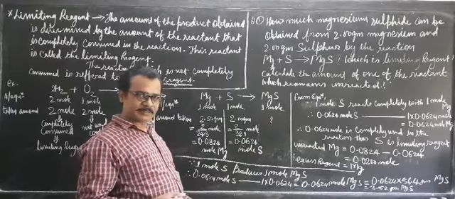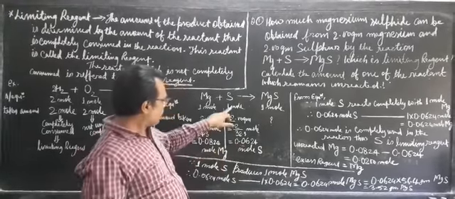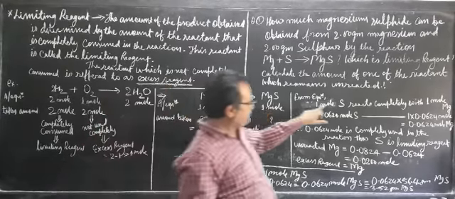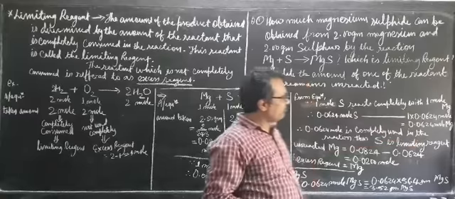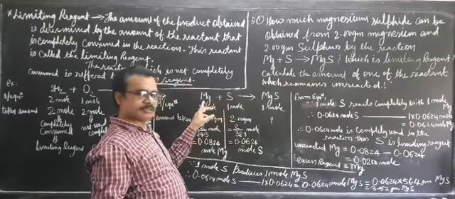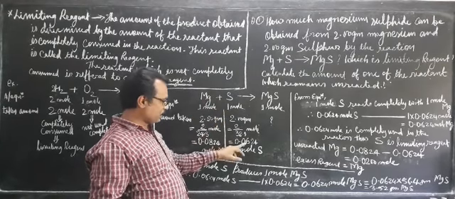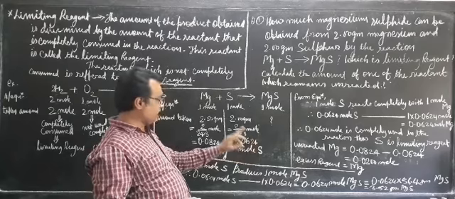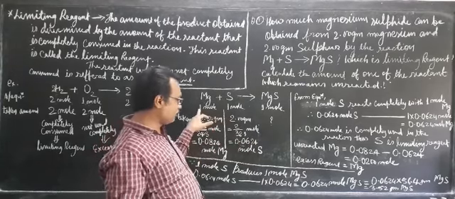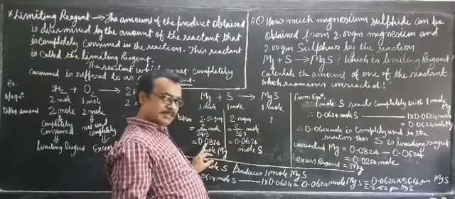Now we can see 0.0624 mole sulfur is lower. This is the higher one, so we consider this one. 1 mole of sulfur reacts completely with 1 mole of magnesium. So 0.0624 mole sulfur must react with 0.0624 mole of magnesium only, because 1 mole reacts with 1 mole. So this much mole would react with this much mole of magnesium only.